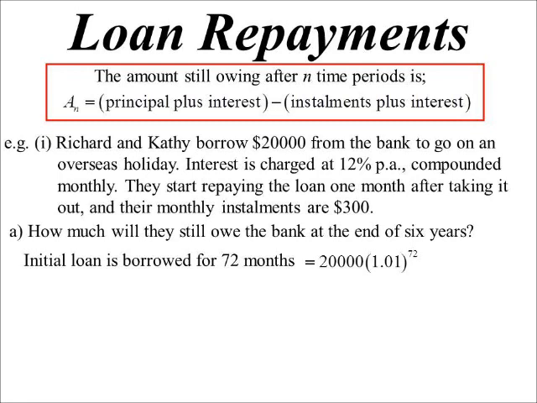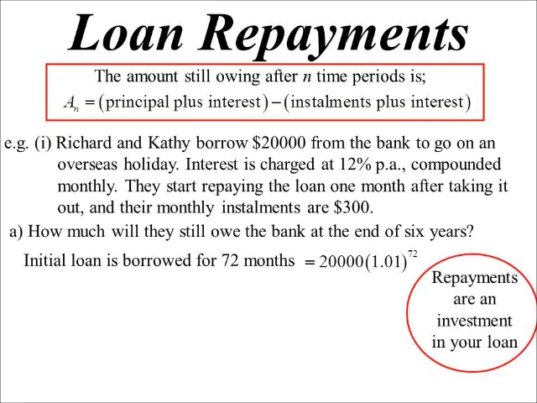So again, we use our geometric series, 20,000 in principal plus interest, so 1.01 to the power of 72. It's still the compound interest formula. So that's the first part of my equation. Now I've got to work out each of the instalments. This is what I'm saying.